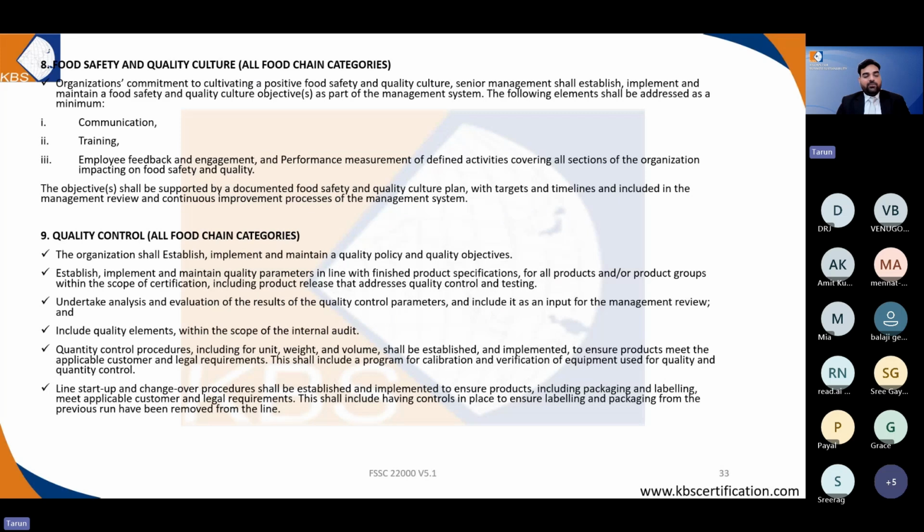Then quality control. When you have a control, there must be a quality control department. In terms of the ISO standard, they say a food safety team leader is required. But in FSSC, they say there must be a quality control department, which will control the overall quality, not only the product food safety point. All the terms should be considered. That is a standard requirement, quality control.